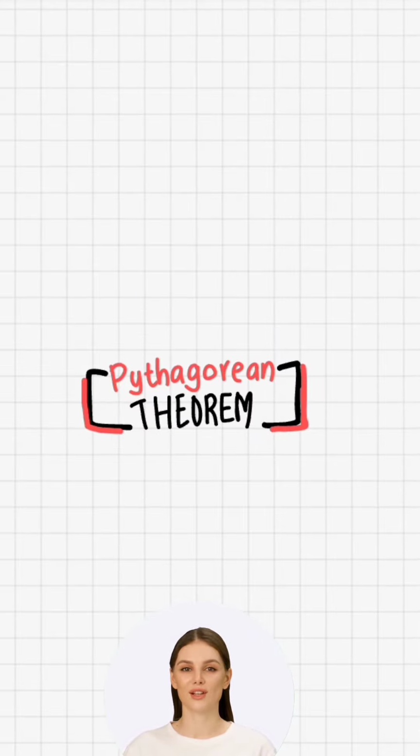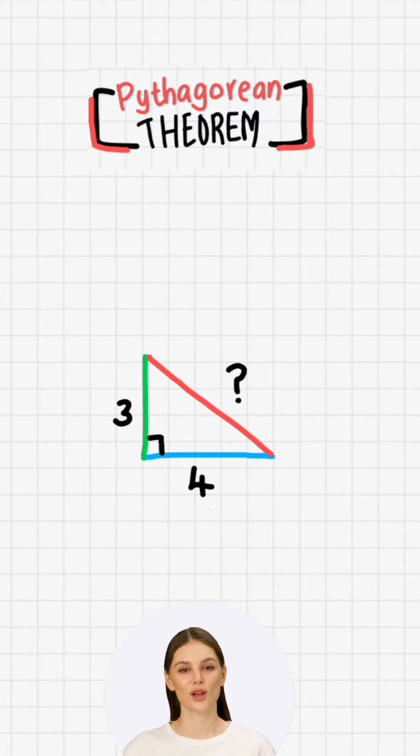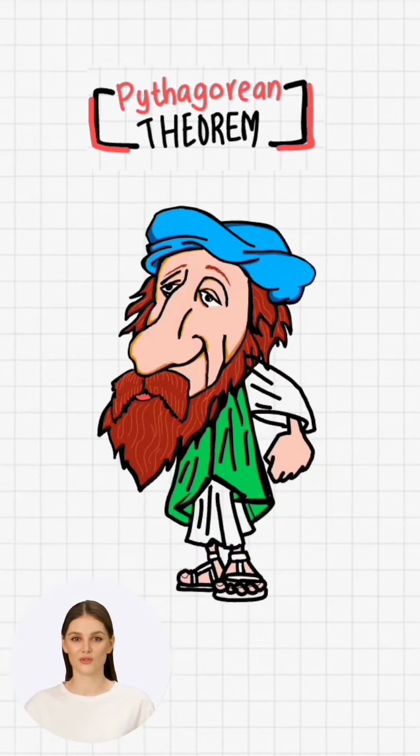The Pythagorean Theorem is a formula that tells you how to find the length of one side of a right triangle if you know the lengths of the other two sides. It's named after the ancient Greek mathematician Pythagoras.